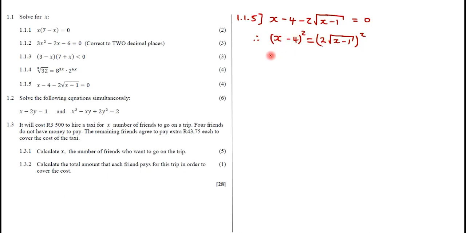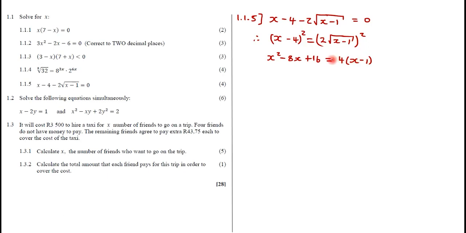Now when I simplify this, this gives me x squared minus 8x plus 16, right? But then plus 16, okay. But then on the other side, 2 squared gives me 4. But now when I square this part, the square root of x minus 1, the square root cancels with the square, and it basically becomes x minus 1.